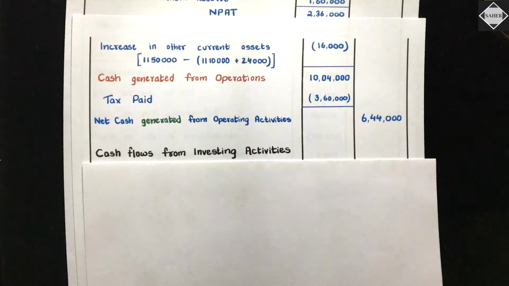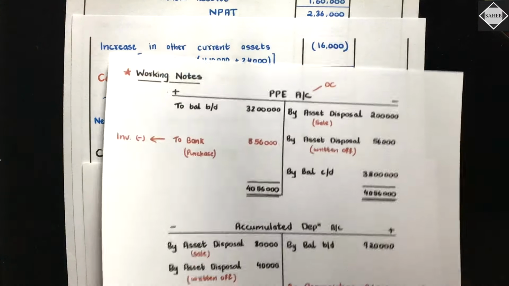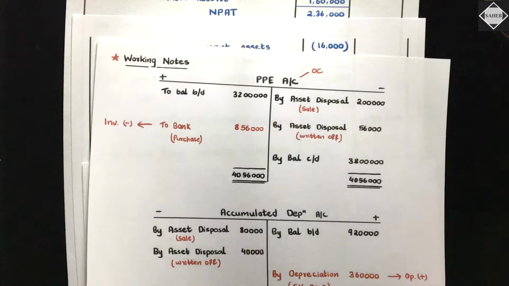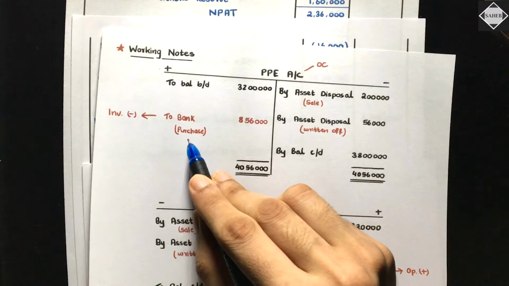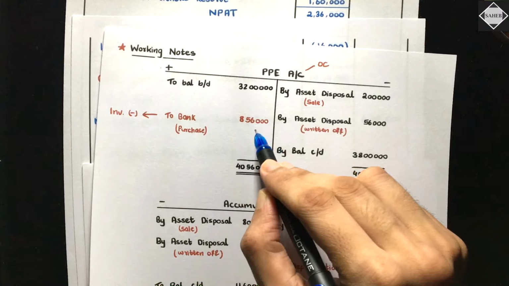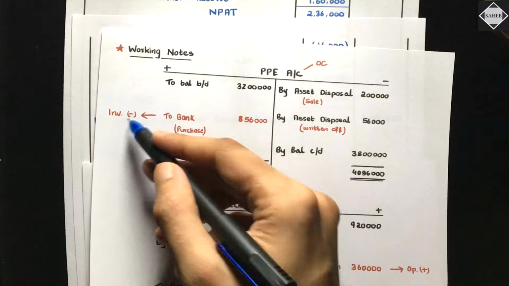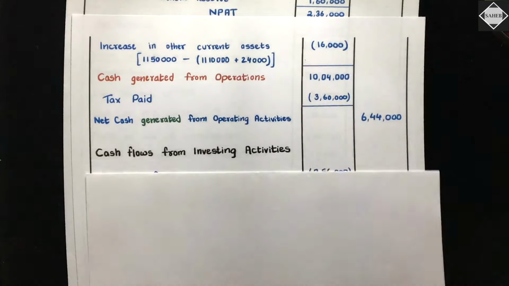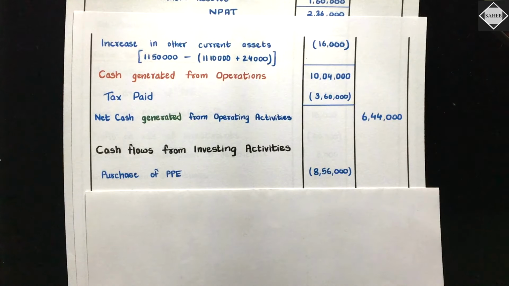After this, we start investing activities, cash flows from investing activities. Now, how are we going to take investing activities? Really simple. You have the working notes, right? Start from the working notes. First, PP, right? Investing activities are mostly related to PP only. So in the PP account, what has happened? In the first working note, we have made a purchase of PP of 8,56,000. When we purchase, we pay the money, so we have to subtract it in investing activity. So see here, purchase of PP minus 8,56,000.